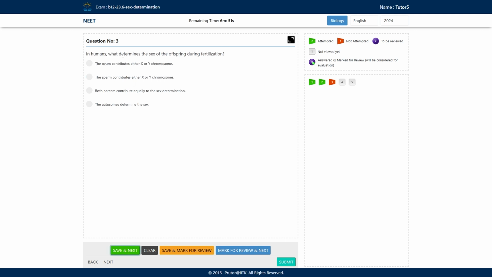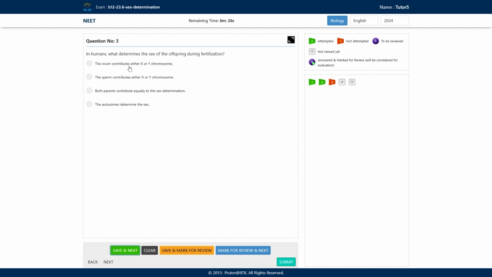Next question: in humans, what determines the sex of the offspring during the fertilization? So they are talking about the humans. Humans have XY type of sex determination. Males have X and Y chromosome. Females have a pair of X chromosome. Males are heterogametic here. Males are producing two kinds of gametes. Half of the sperm will have X chromosome, half of the sperm will have Y chromosome.